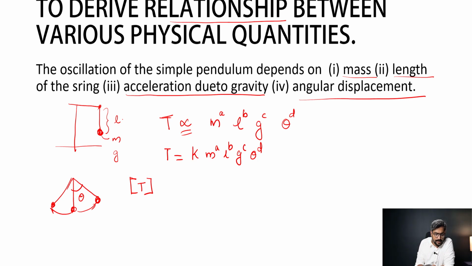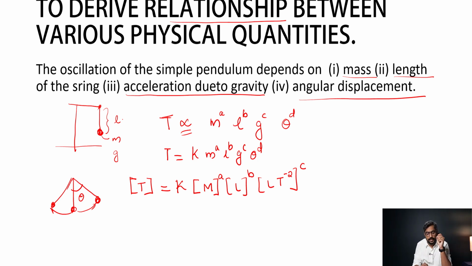So by dimension analysis, on the LHS, what is the dimension of T? T itself, right? It's a fundamental physical quantity, so definitely the fundamental unit T is there. That is equal to K, and I'm putting this K here. Now the dimension of M is M itself, raised to A; L is L raised to B; and G is acceleration, definitely, so it will be L T raised to minus 2, raised to C.